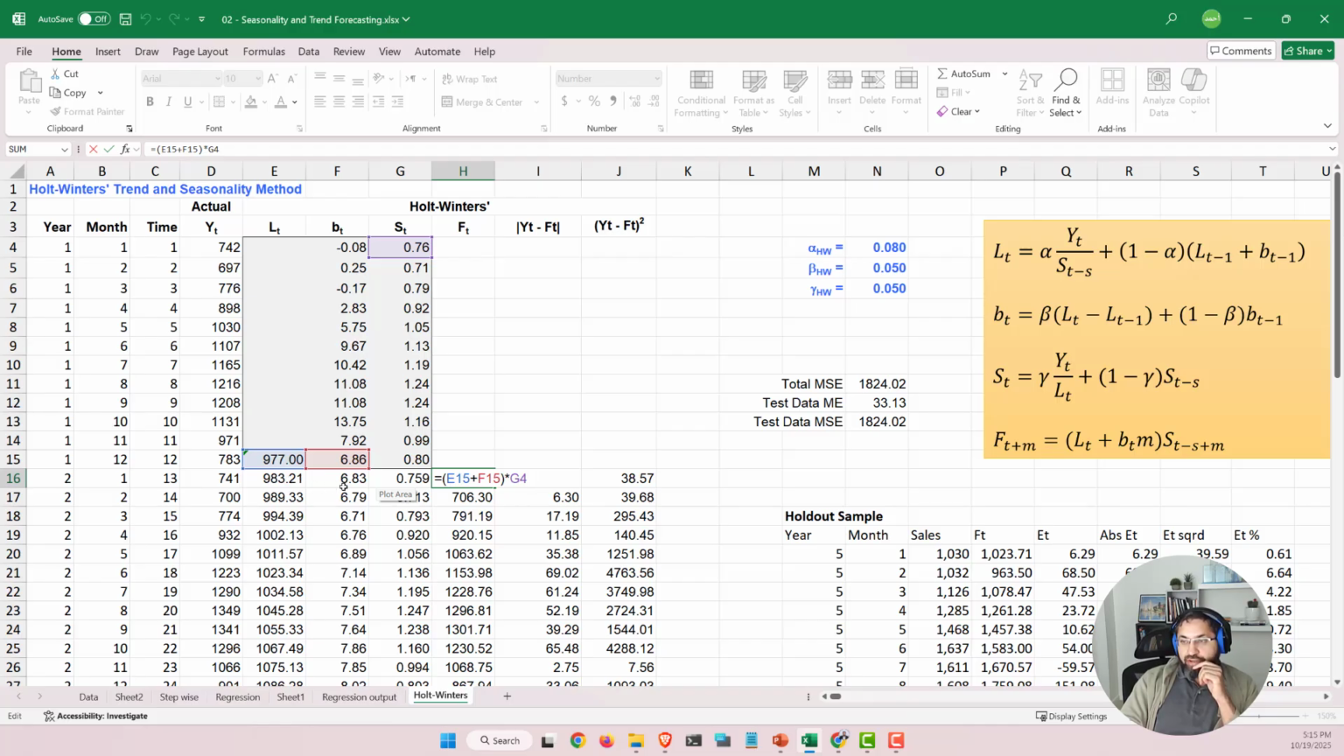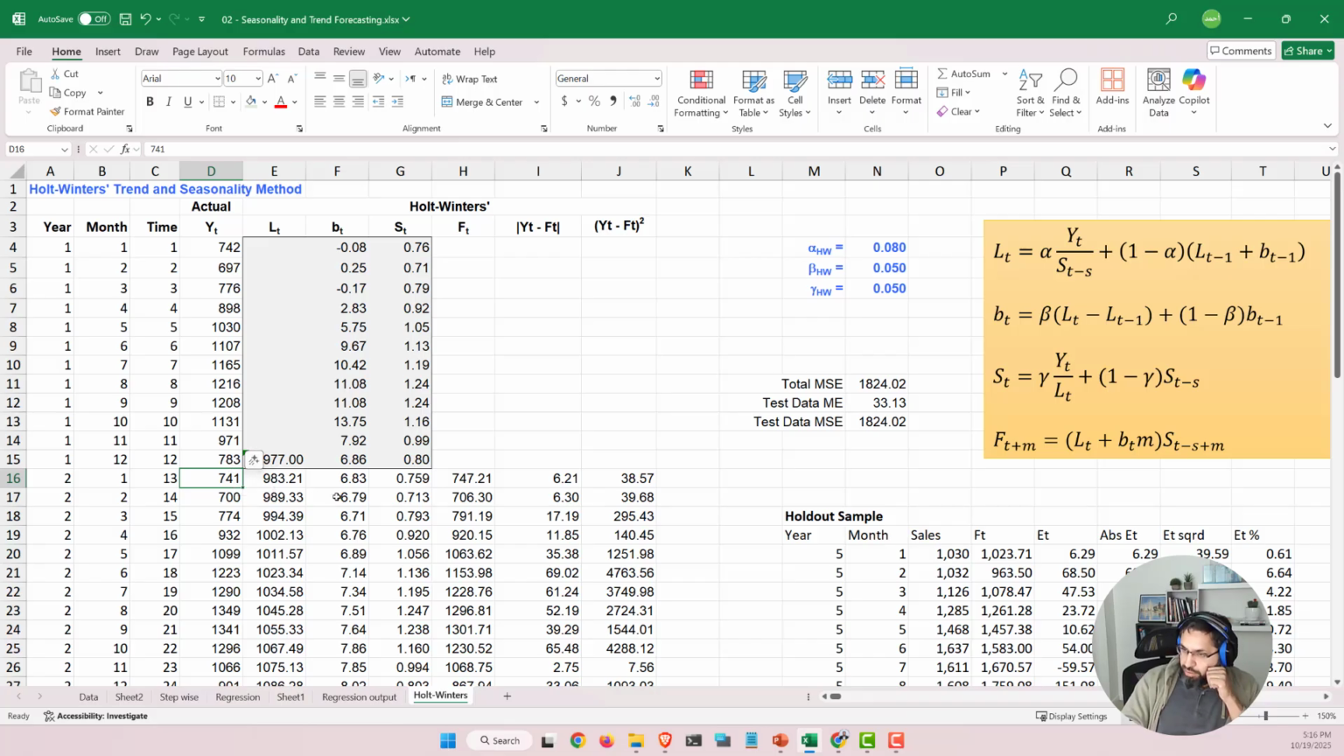You don't know these values of the level and trend for the second month, because these values depend on the sales of the second month, which you don't know. So this value, for example, depends on the sales 741. This value depends on this value, which depends on 741. So 741 is not reliable to use because we haven't observed it yet. We can't use it. We'd be looking at the future. So to forecast the sales of year 2, month 1, we have to build this forecast without looking at the 741. Okay.